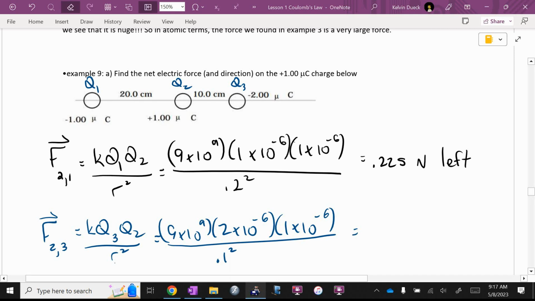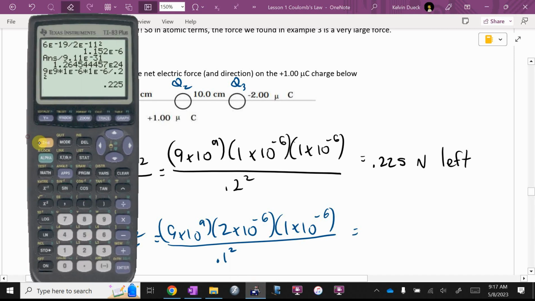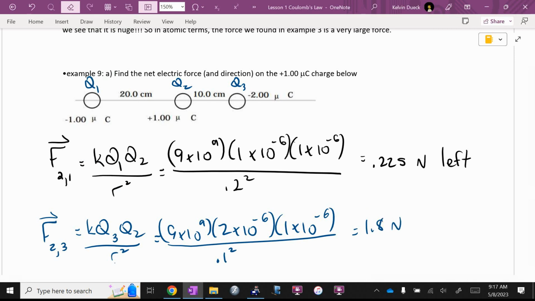You can probably backspace and edit and just change some of the numbers. I'm willing to bet I just need to change that 1 to a 2 and that 2 to a 1. I don't know what I get. Get 1.8? It's closer and bigger, stronger force. Okay.